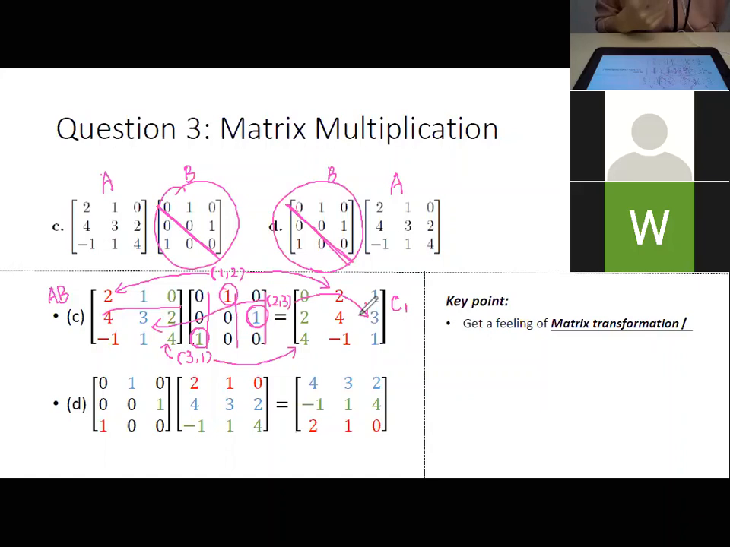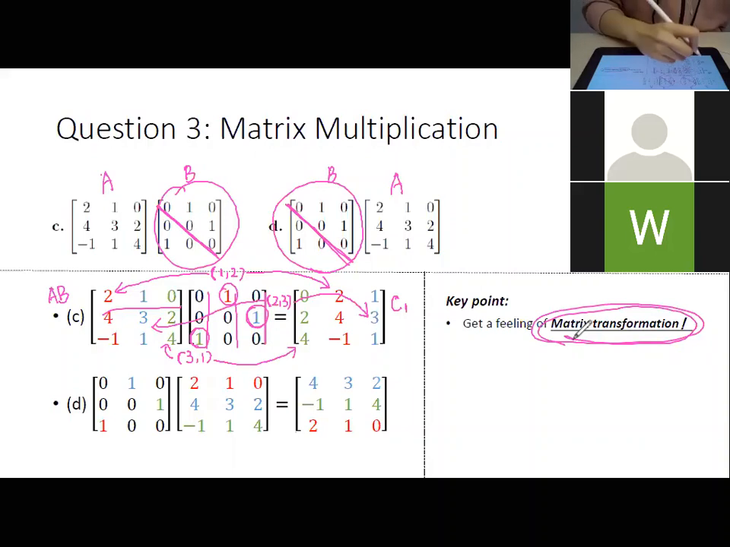So I think you already get the rule of how the special matrix changes the positions of the columns of A. But actually, there is a concept underneath here called matrix transformation. This is only a very special case, but I hope you can get a feeling of the matrix transformation. And I think Dr. Wang will tell you more about this.